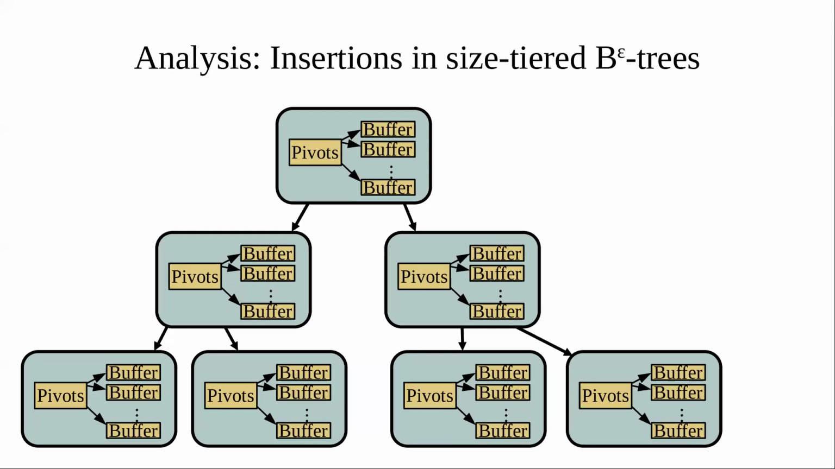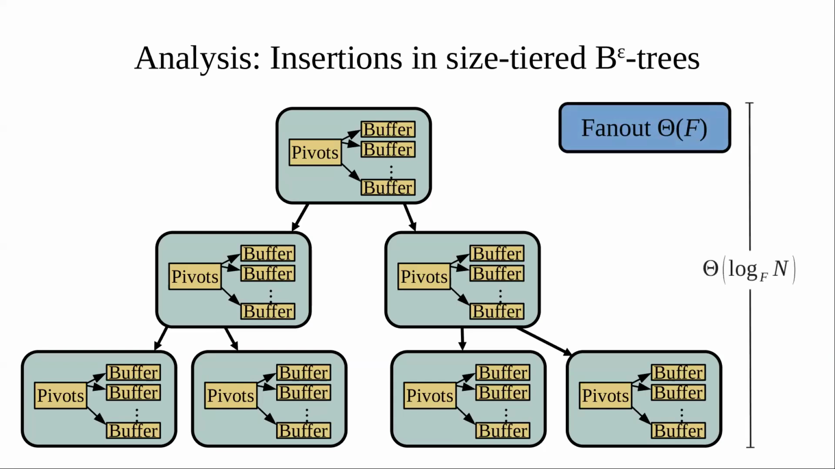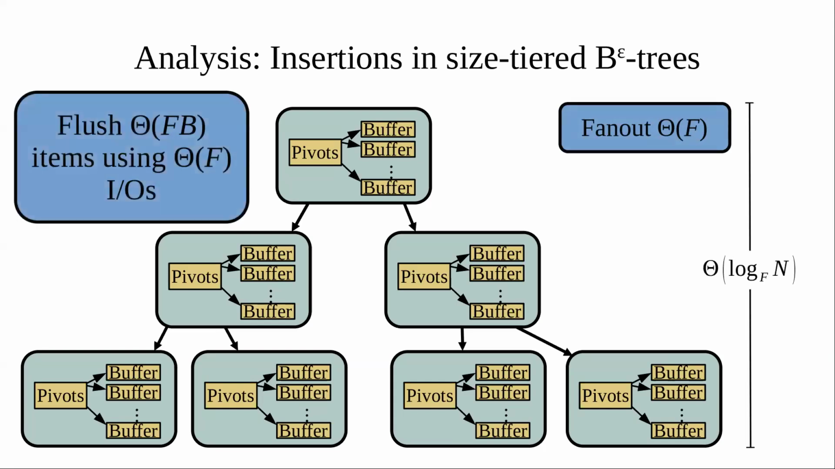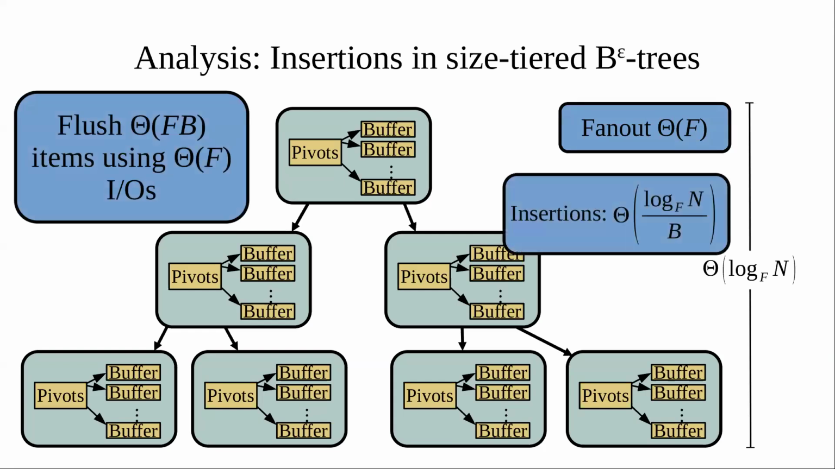Okay, so how does that look in the overall tree? So here's a cartoon of a bigger epsilon tree. The fan-out of the node is F, so the height is still log F. The flushing size is order FB using F IOs. And so therefore, by a very similar argument from before, we're now going to have insertions that run in log base F, divided by B. Whereas before, we had log base B.